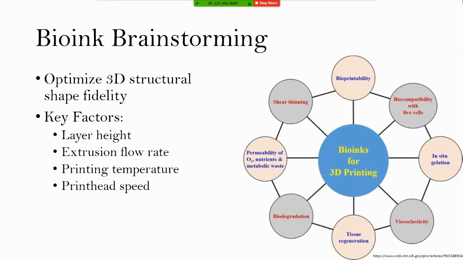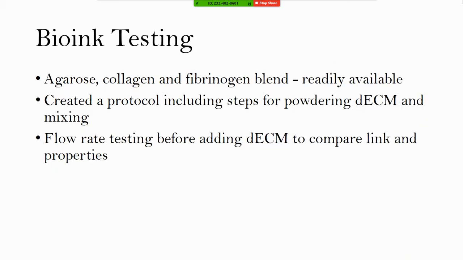The other procedure we needed to create was for the bioink. It was important to consider what is expected for an ideal bioink in order to optimize 3D structure. It is important to consider layer height, extrusion flow rate, printing temperature, and speed. For the additives for the ink, we needed to think about regenerative abilities, viscoelasticity, cell biocompatibility, and biodegradation. We researched many mixtures to create an ink suitable for our needs and found that a blend of agarose, collagen, and fibrinogen would be best.